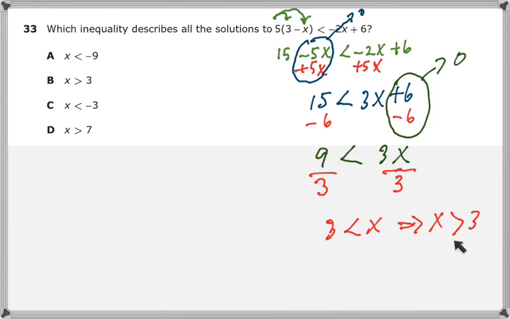So 3 less than x implies that x is greater than 3. Okay, so look at our answer choices. We have x less than or equal to negative 9, so that's not the right choice. And then the next one is x greater than 3.